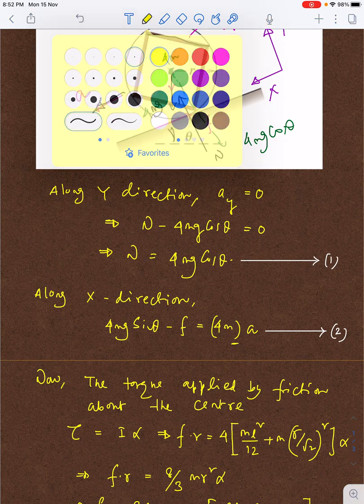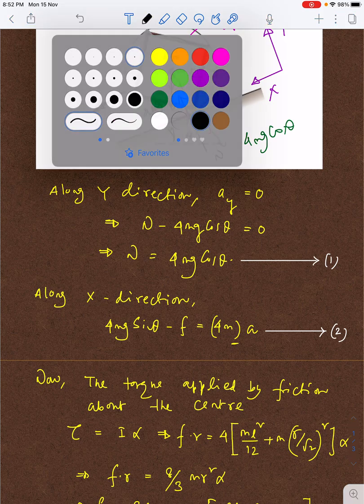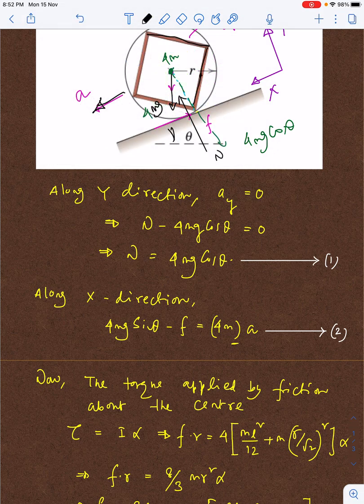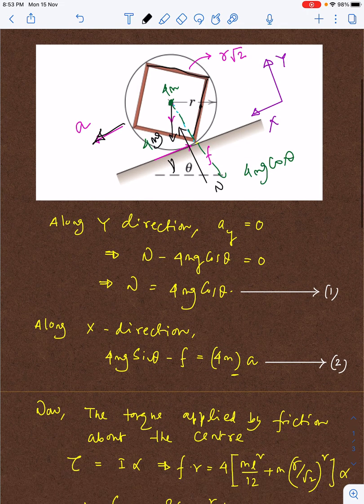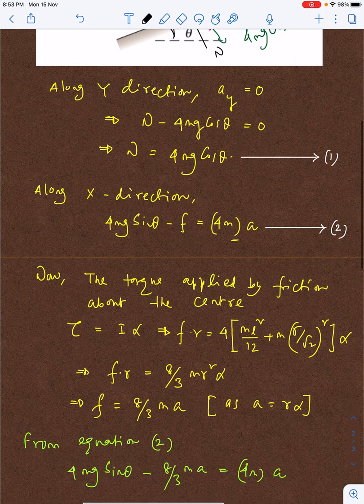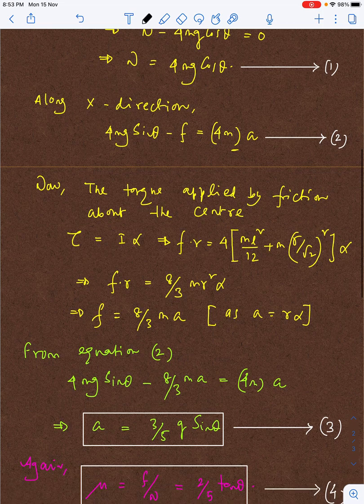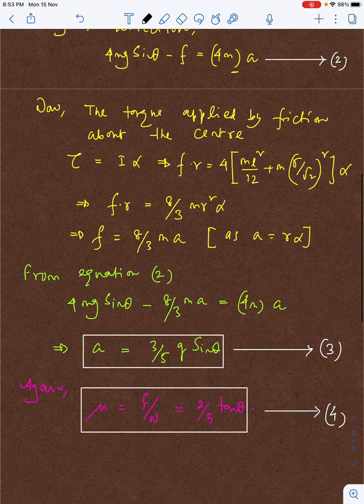Now here you have to calculate the moment of inertia of the system tactfully. Let us think about a single rod. For this rod about the center of mass we can write mL square by 12, where L is obviously r root 2. Now this is about the center, about this axis. Now we have to shift by the parallel axis theorem. So we'll get m into r by root 2 whole square, into alpha. So after simplification f is equal to 8 by 3 m into a. Now if I substitute that in equation number 2, we will get a equal to 3 by 5 g sin theta. Then furthermore we know f equals mu into N, and from equation 4 we will get that mu is equal to 2 by 5 tan theta.